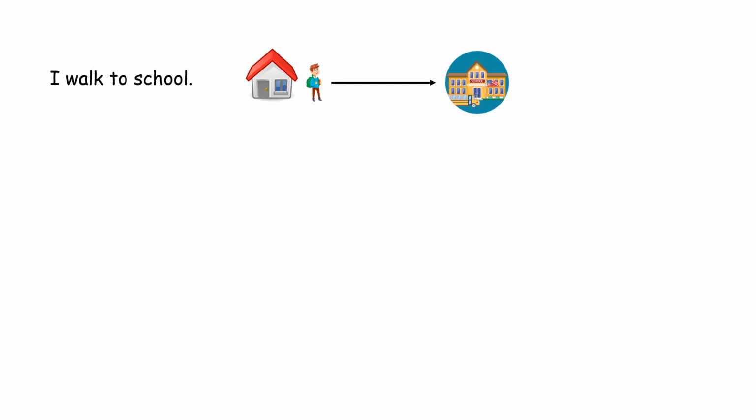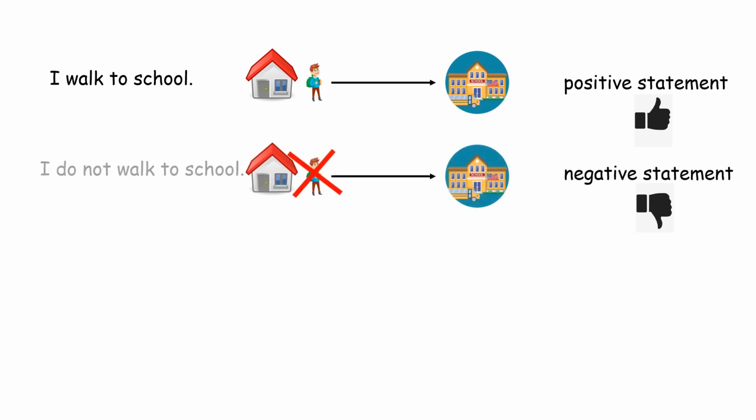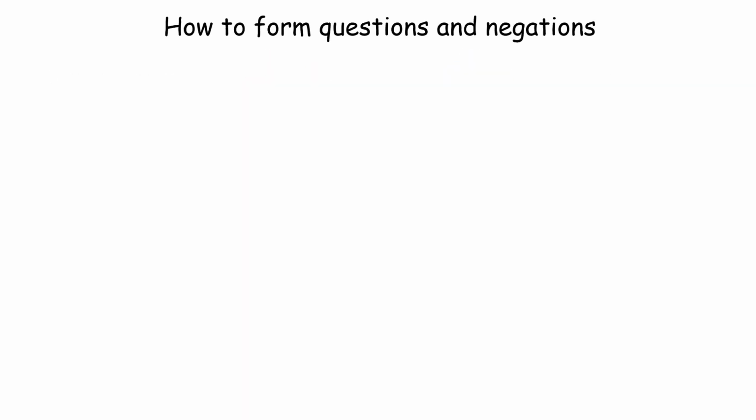I walk to school. We call this kind of statement a positive statement. And we know everything there is to know about positive statements in the simple present. But what about negative statements, like I do not walk to school, or questions, like do I walk to school? Let's look into that. How to form questions and negations in the simple present.